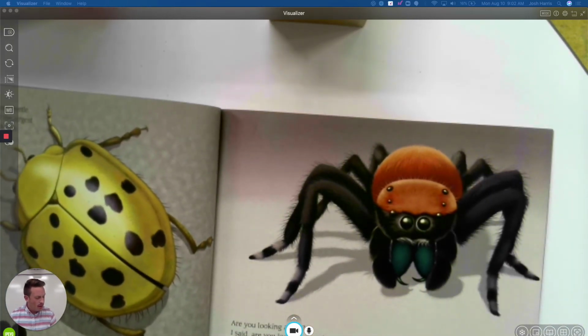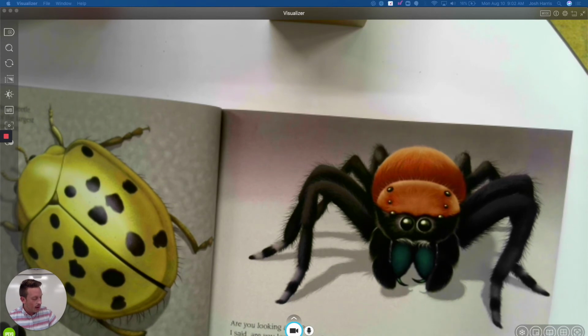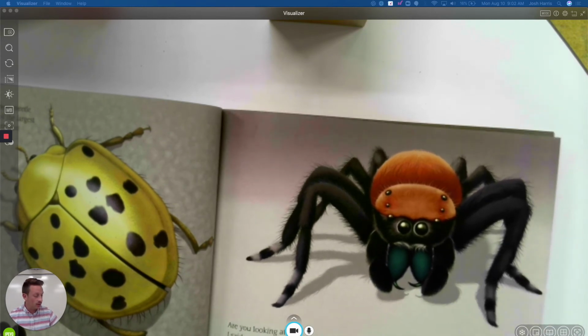Are you looking at me? I said, are you looking at me? I'm a spider, not a beetle. I'm not even an insect. Spiders have 8 legs, not 6. Spiders do not have wings.